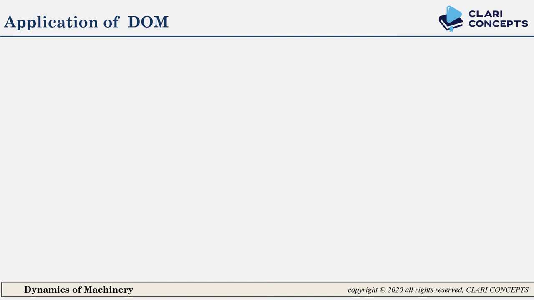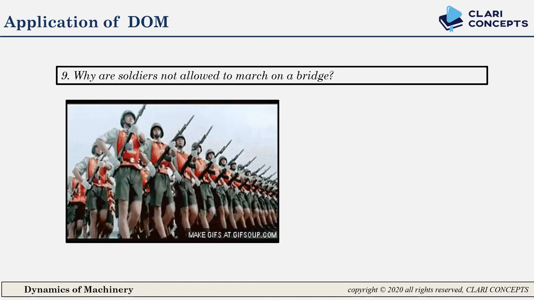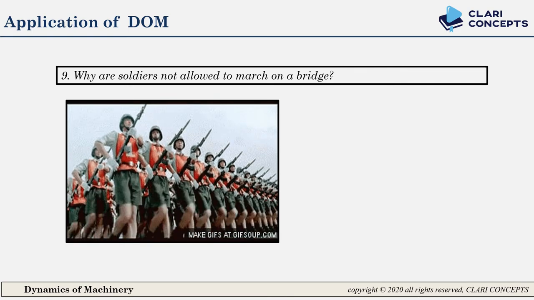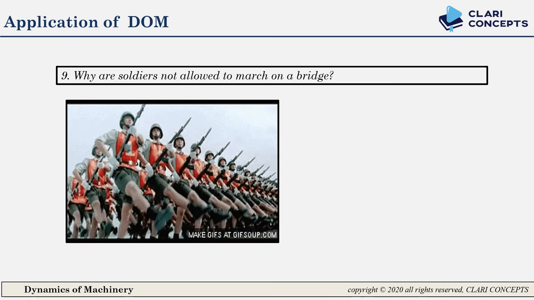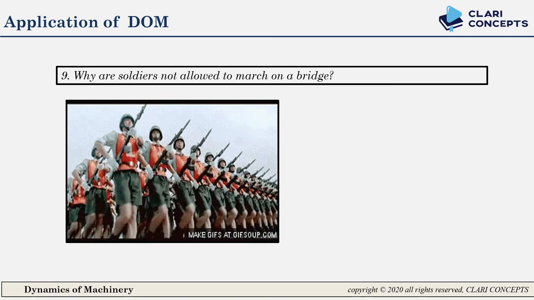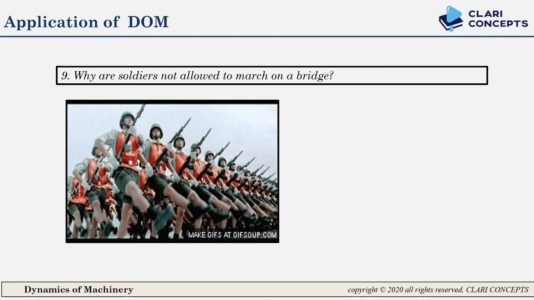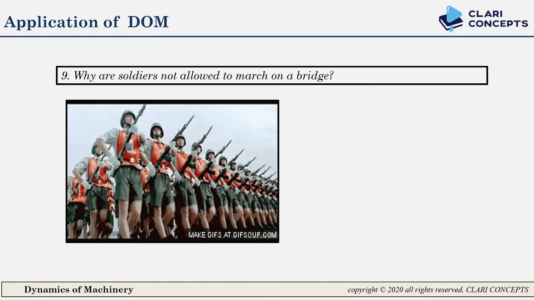The next application is also correlated with soldiers. Why are soldiers not allowed to march on a bridge? You guys notice that when soldiers are marching, the movement of their legs and hands is the same. That same movement of hands and legs produces more frequency. This higher frequency is responsible for bridge vibration, as it is more than the bridge's natural frequency. Due to this frequency difference, the chance of collapsing is more. That's why soldiers aren't allowed to march on a bridge.